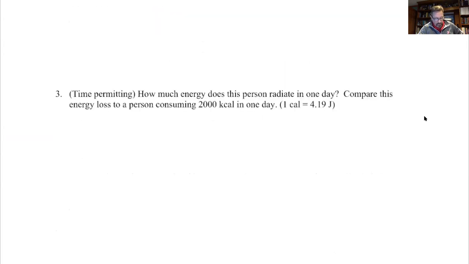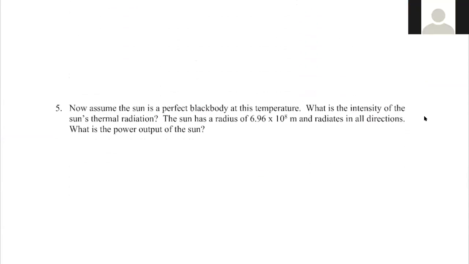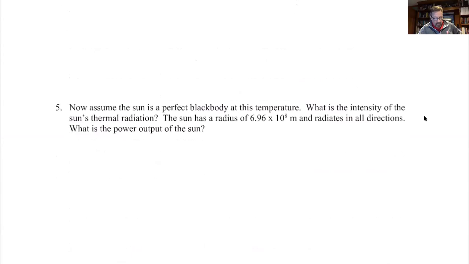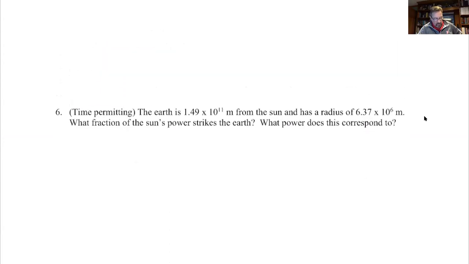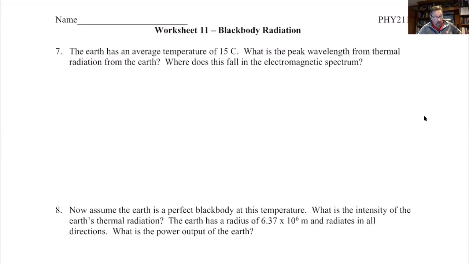The second group is going to look at our sun and look at the intensity emitted by the sun, get the power output from the sun, and then time permitting, do some more calculations. And the third is going to look at the Earth.